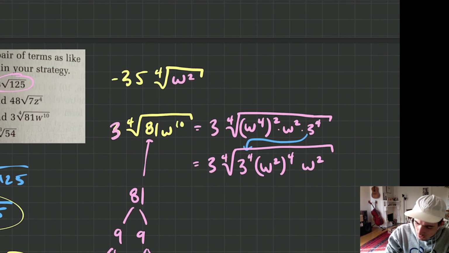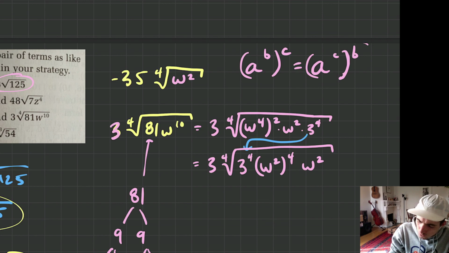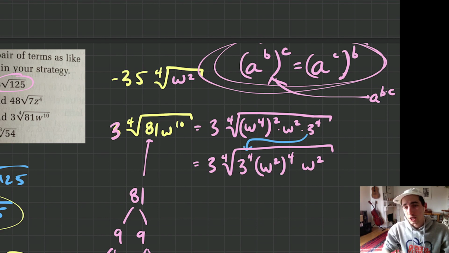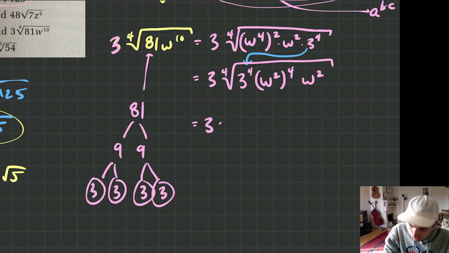I think it's important to know that a to the b to the power of c is equal to a to the power of c times b. If you're not sure why, feel free to ask. Basically, this is just one of our exponent laws, because this is equal to a to the power of b times c, and multiplication is commutative. You can change the order of multiplication without actually changing anything. Anyways, going back to this question, I'm going to say this is 3 times, well, if I take the fourth root of 3 to the 4, that gives me 3. So I'll write another 3 here.